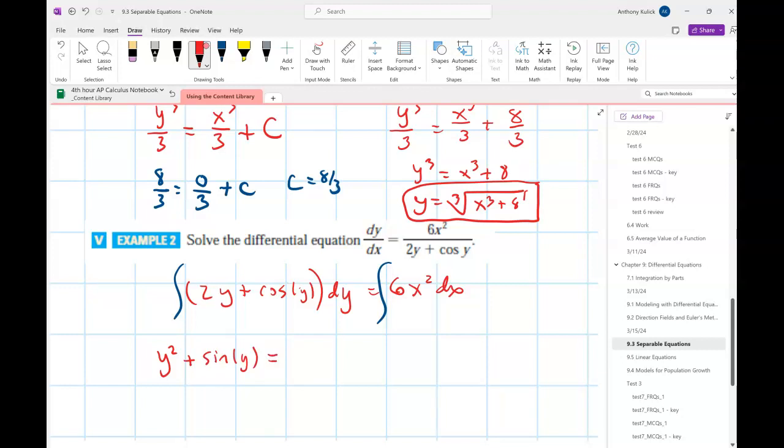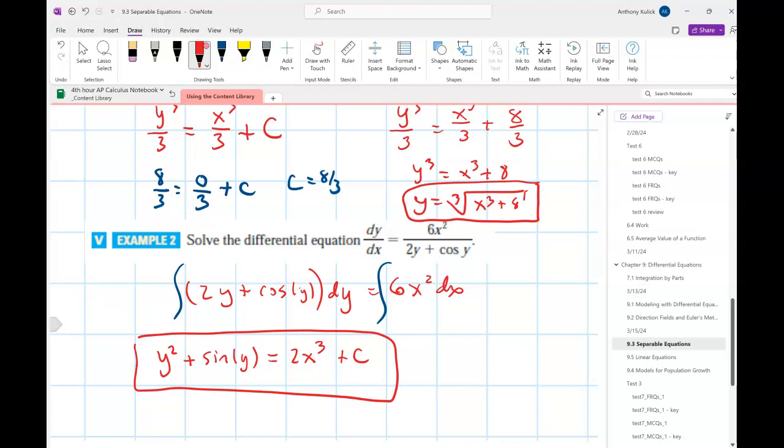Okay. And then the antiderivative of 6x squared. I think you mean 2x cubed. Yeah. And then we'll put a plus c there. Am I going to be able to get y by itself here, though? No. Why not? Because I have that sine of y in there also, right? There's going to be no way for me to get the y separated, so this is as good as we can do. We're done.